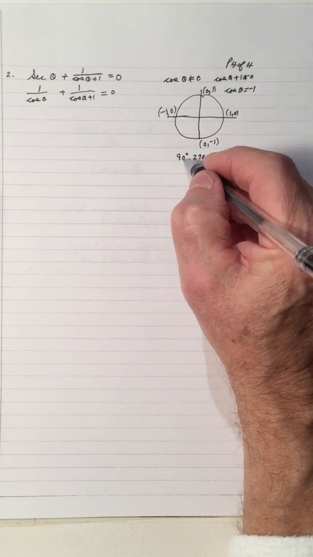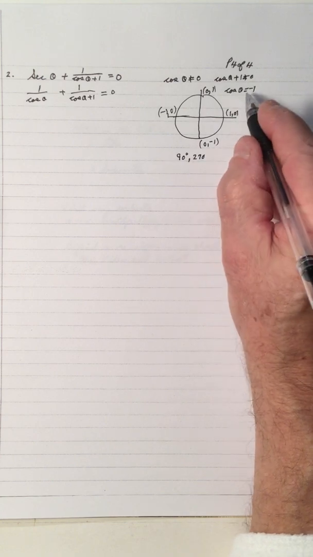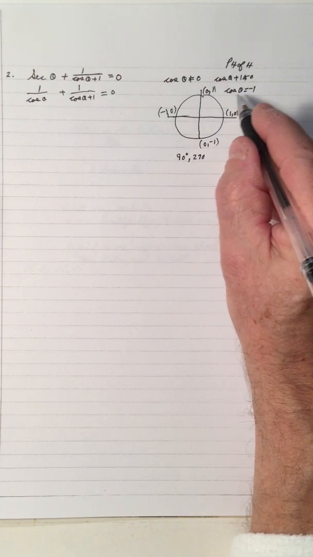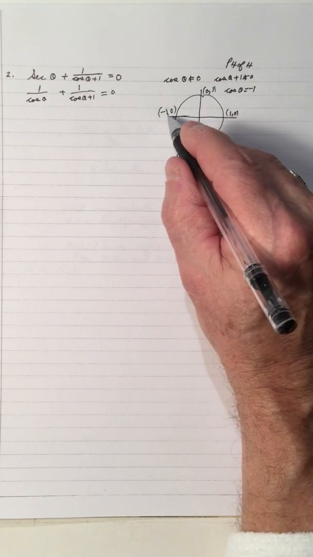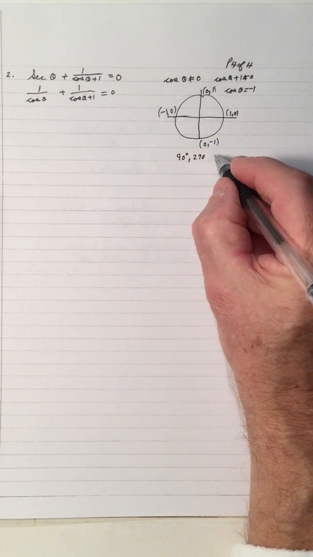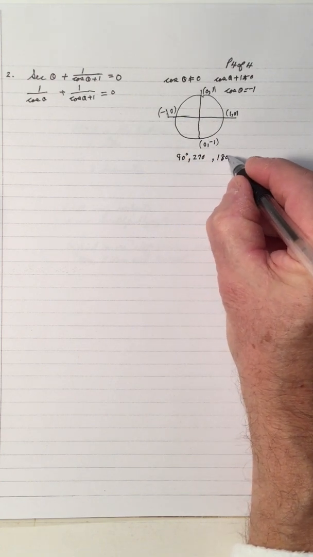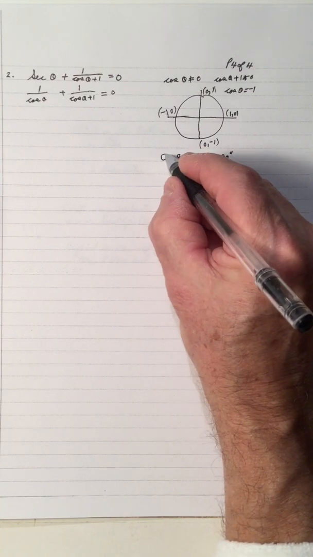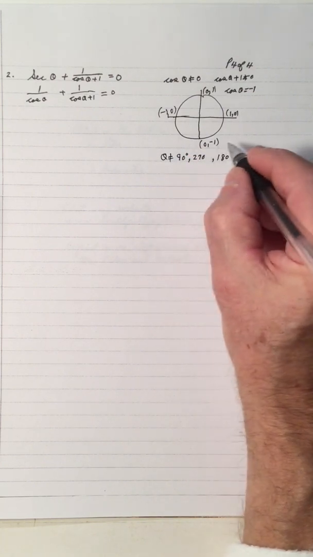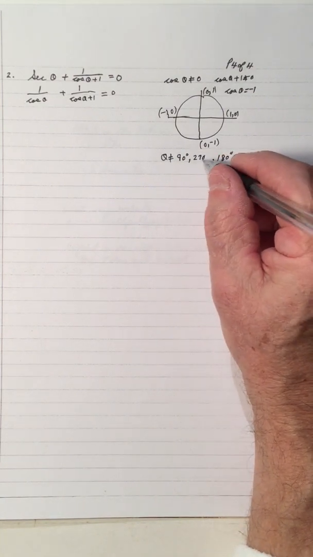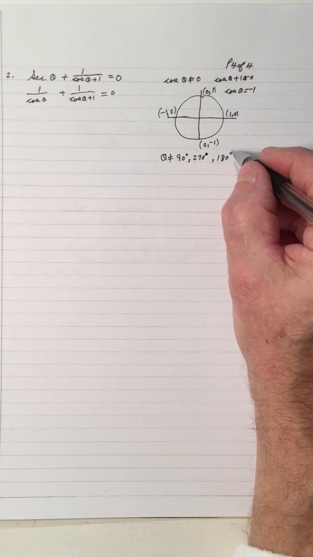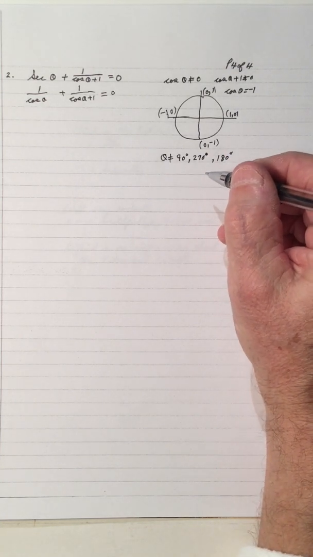X cannot be 0, so 90 and 270, you can't have it. And cos is the x, and x is -1 at 180. So your theta cannot be equal to 90, 270, or 180. So let's solve the equation and see what happens.